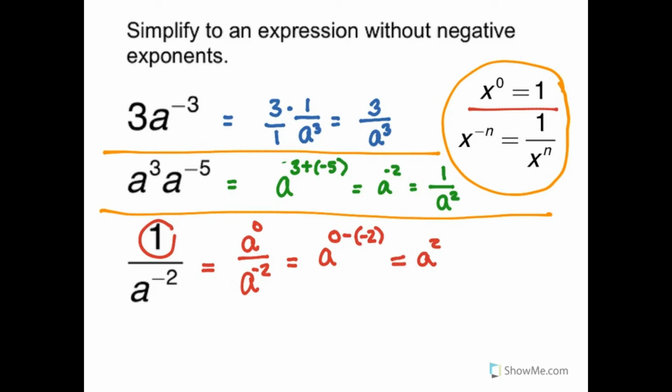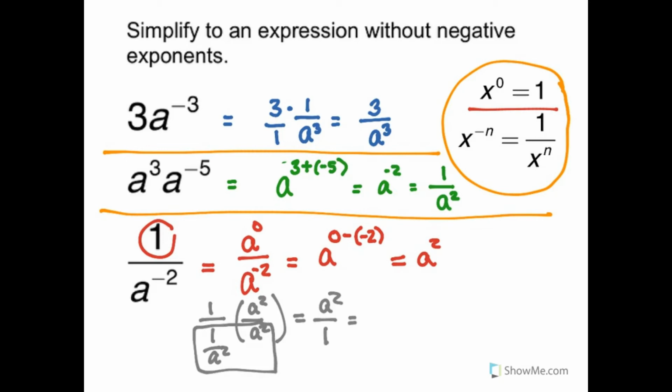Now I could also write it as a complex fraction, 1 over 1 over a squared, and simplify by multiplying the top and bottom of the complex fraction by the common denominator a squared. That would give me a squared on the top and a squared times 1 over a squared on the bottom, which is 1. And so I also get a squared simplifying that way.